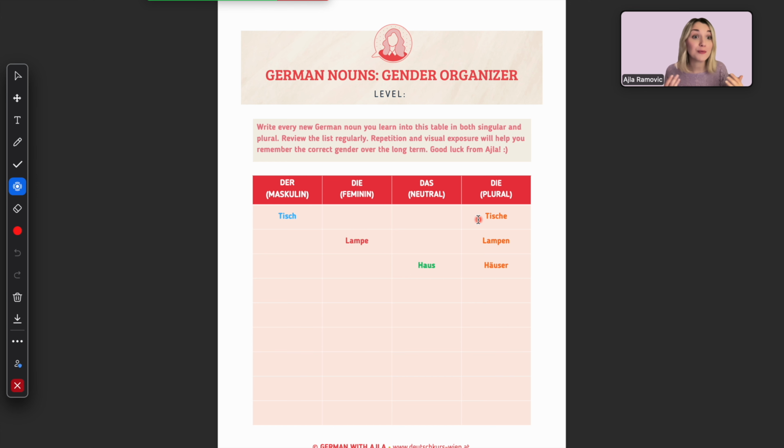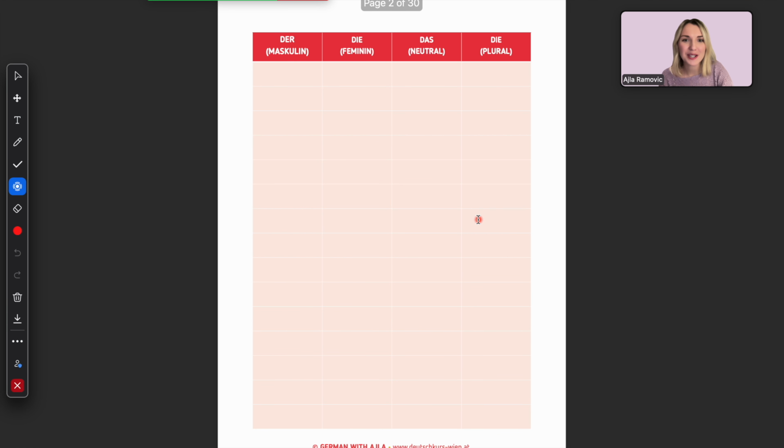This system is brilliant if you ask me, and I would definitely suggest you to use a gender organizer. It doesn't have to be mine, could be really any that you can find online. But if you would like to use my organizer, because I think it looks really good, you can find the link in the description. And here you have many pages to fill out.